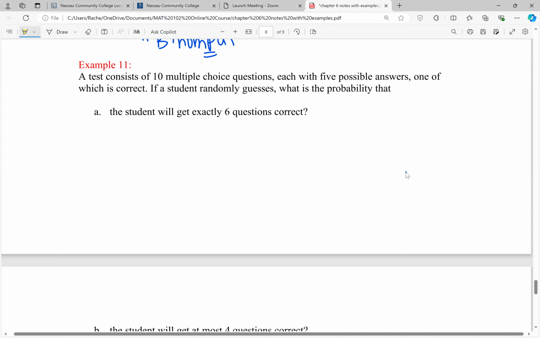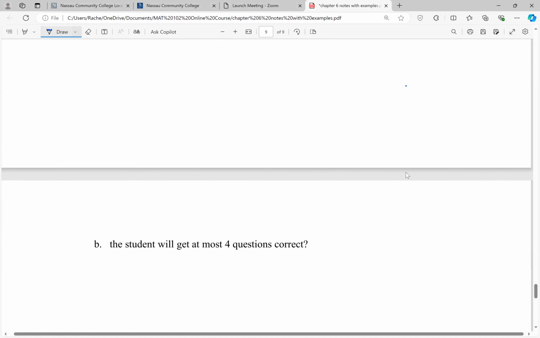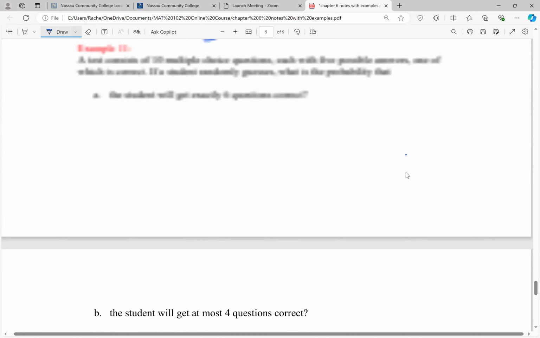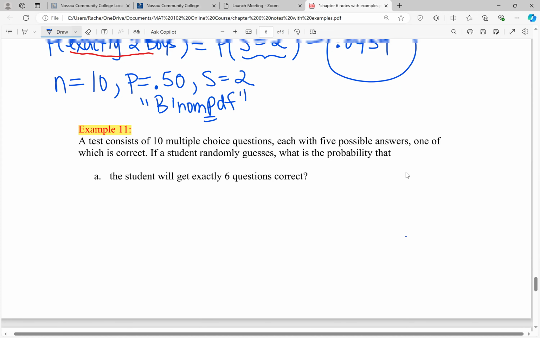So example 11 says, a test consists of 10 multiple choice questions, each with 5 possible answers, one of which is correct. If a student randomly guesses, what is the probability that A, the student will get exactly 6 questions correct? And then we have parts B and C, which we'll worry about in a little bit.